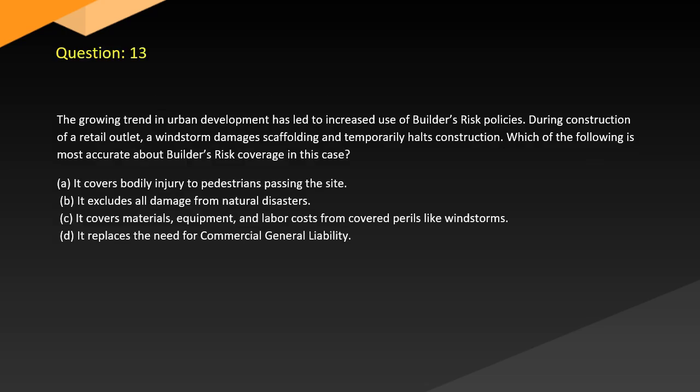Question 13. The growing trend in urban development has led to increased use of builders' risk policies. During construction of a retail outlet, a windstorm damages scaffolding and temporarily halts construction. Which of the following is most accurate about builders' risk coverage in this case? A. It covers bodily injury to pedestrians passing the site. B. It excludes all damage from natural disasters. C. It covers materials, equipment, and labor costs from covered perils like windstorms. D. It replaces the need for commercial general liability.